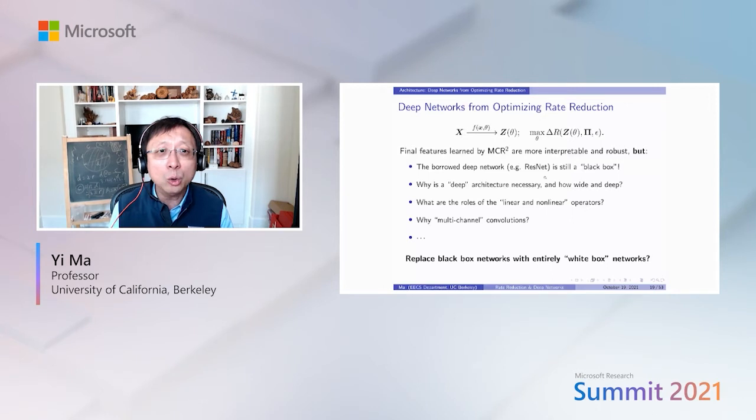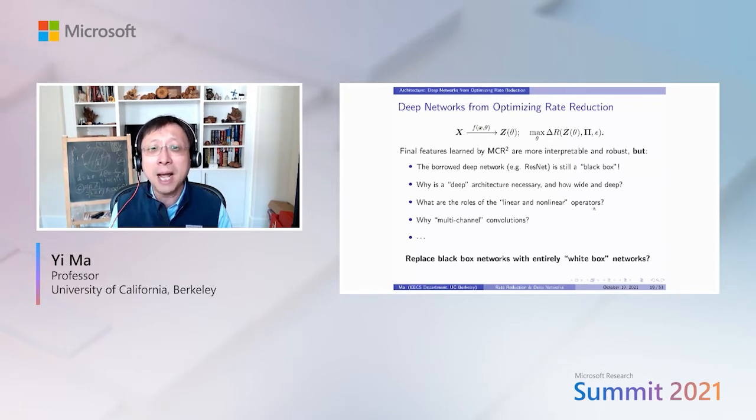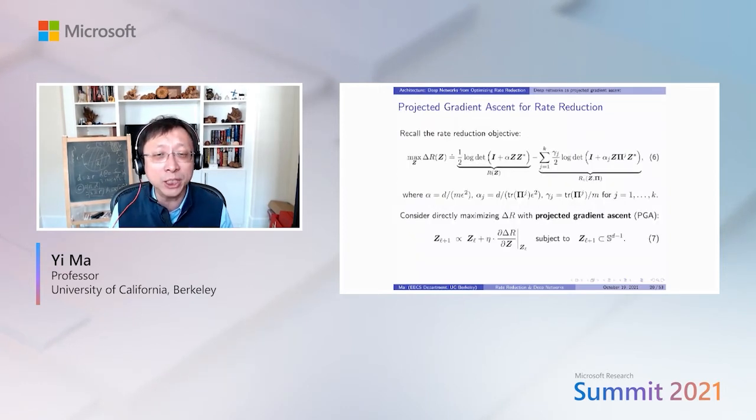However, how do we model this mapping from the original data to the feature space? We still borrow deep networks, ReduNet in this case, and it's still a black box. Why do we actually need a deep network structure? And what are the roles of linear and nonlinear operators in the system? In particular, we use convolutional neural networks, but to this day, nobody understands why we need a multi-channel convolution. The question next is, can we convert this to a white box?